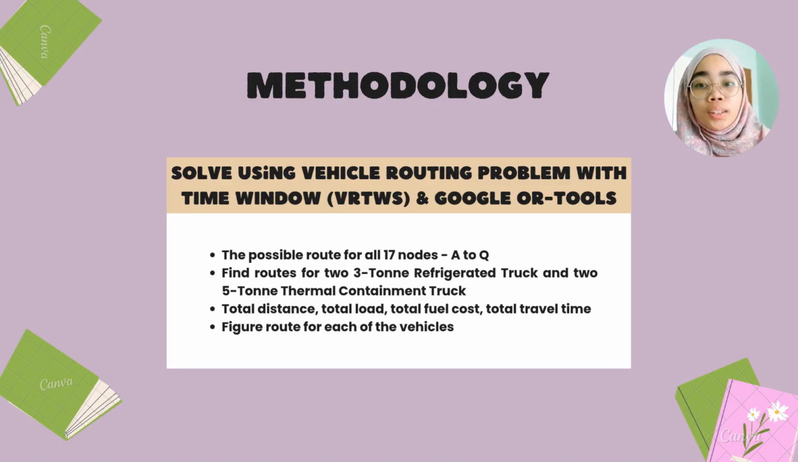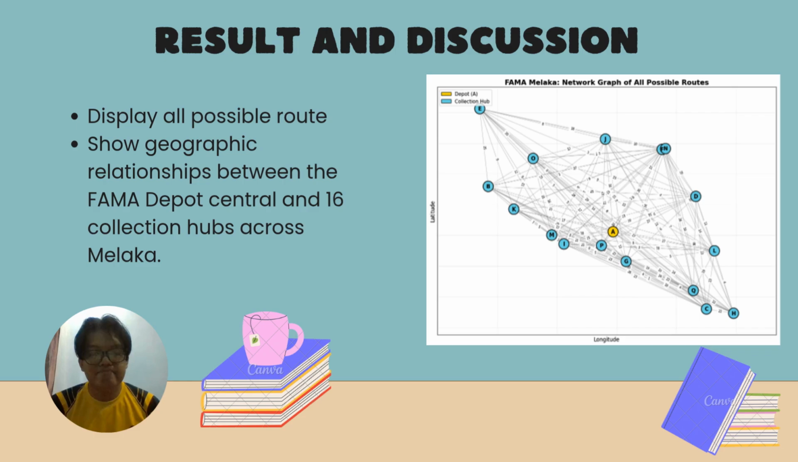Firstly, we code the possible routes for all the 17 nodes from A to Q, and then we find the routes for 2 of the 3-ton refrigerated trucks and the routes for 2 5-ton thermal containment trucks. So from this coding, we get the output of this distance matrix, the total distance, the total load, the total fuel cost, the total travel time for each of the vehicles, and also overall. And also we get the output figure of the route for each of the vehicles.